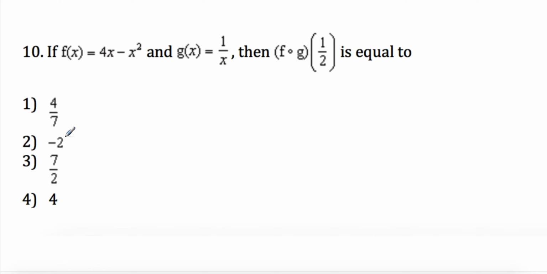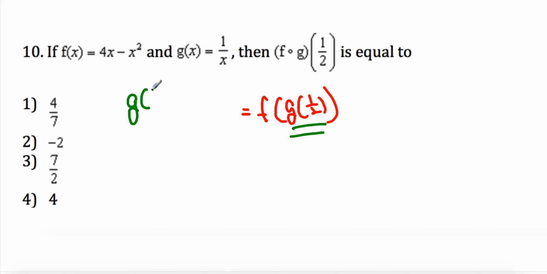Number 10. So this basically means f of g of 1/2. These two mean exactly the same. So then what is g of 1/2? That's what I need to figure out first. That means g of 1/2 basically means 1 over 1/2. Now, that means reciprocal of 1/2. That's basically what it is. So we get 2 as our answer.